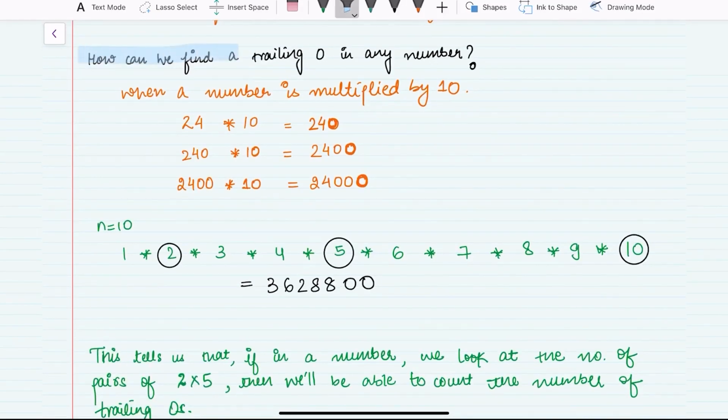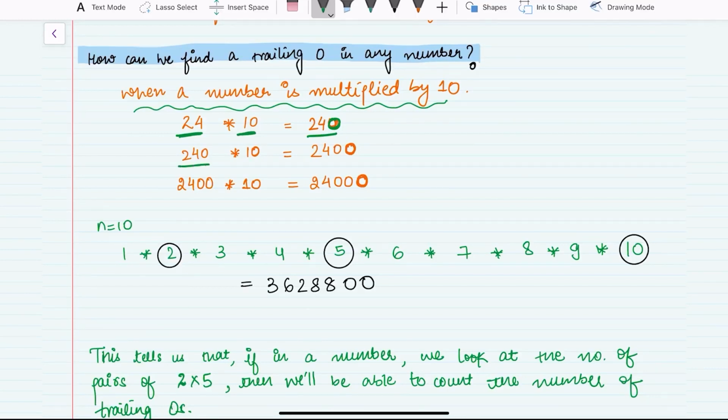So how can we find a trailing zero in any number? When a number is multiplied by 10, we get a trailing zero, right? So let's see 24. If it's multiplied by 10, we get 240. So here we have got a trailing zero just because we have multiplied it by 10. Then we have, let's say, 240, and if we multiply it by 10, we get 2400. We have got another zero which is contributed by this 10. Right, so in 2400, if we multiply by 10, we will get 24,000. So another zero which is contributed by 10. So here there is an observation to make that a number, if multiplied by 10, will give us a trailing zero.